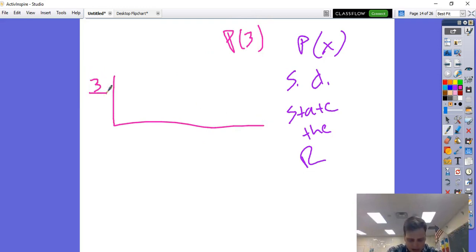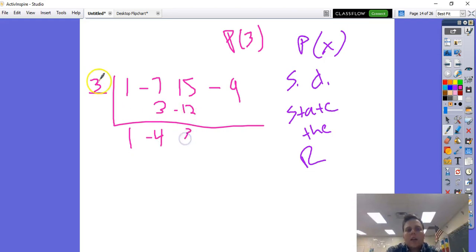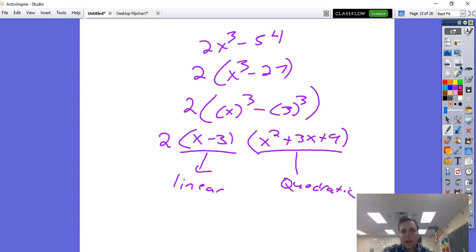Then I'm going to put my coefficients in here, which is 1, negative 7, 15, and negative 9. So we carry down the 1, we multiply, we add, we multiply, we add, we multiply. Oh, that's a positive 9, my bad. And we add. Negative 9 plus 9 is 0. So what p of 3 actually equals is 0, because all we care about is the remainder. All right. Number 8.